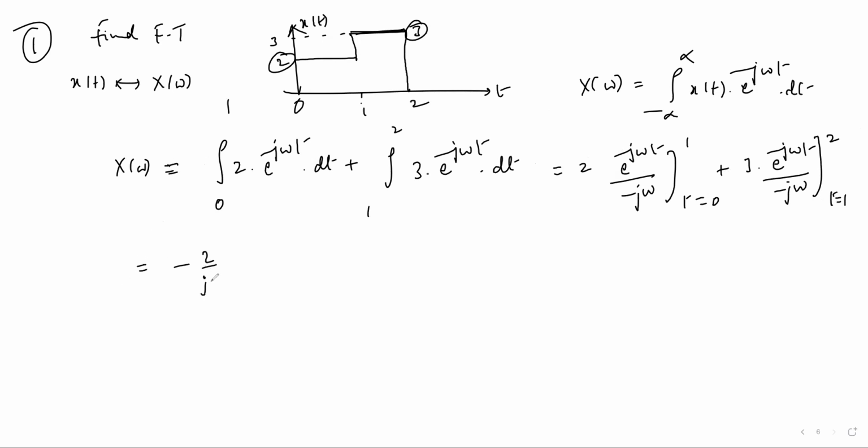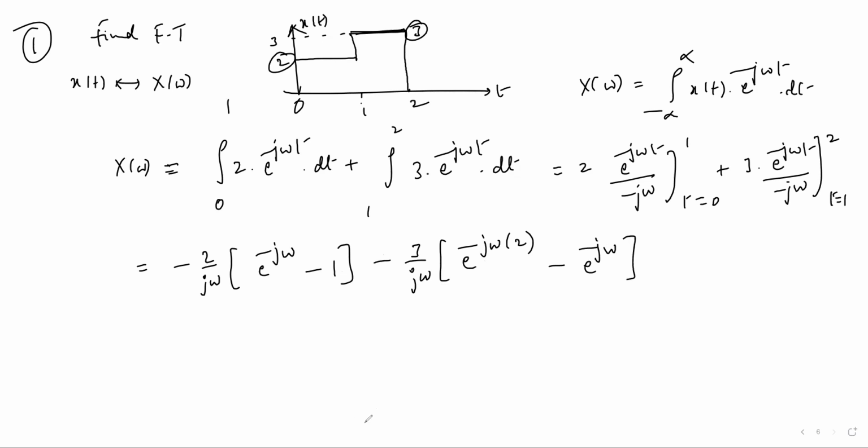Minus 2 by j omega, e to the power of minus j omega, upper limit, minus e power 0, is 1, minus 3 by j omega, and upper limit e to the power of minus j omega 2 minus e to the power of minus j omega. That's it. X of omega.